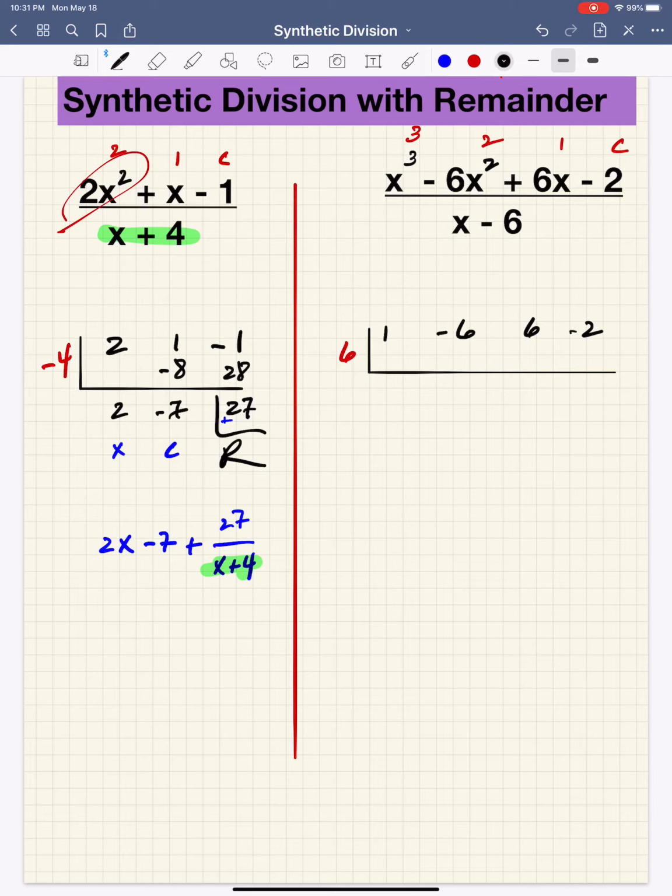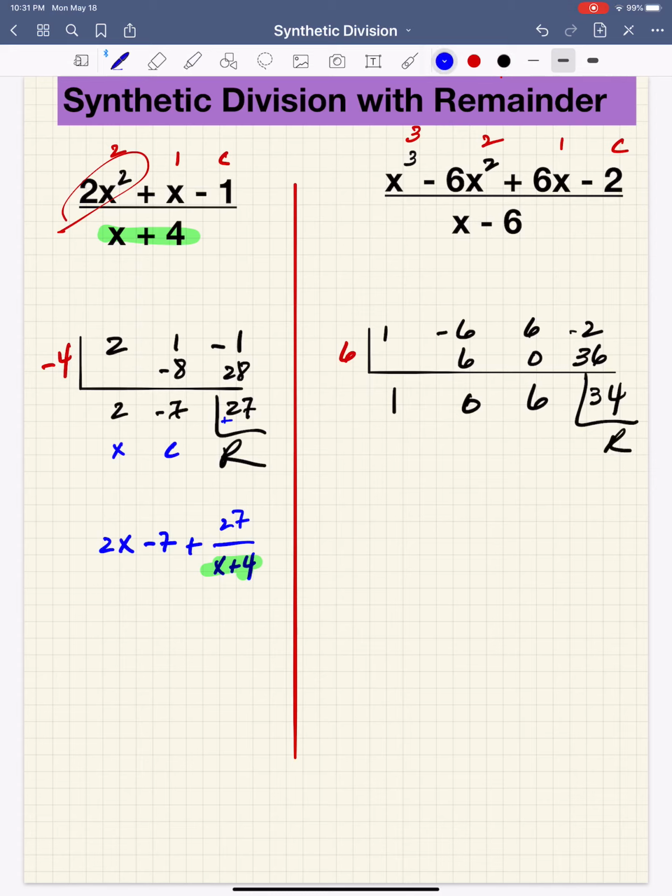And here we go. Bring down the 1. 6 times 1 is 6. Add that, you get 0. 6 times 0 is 0. 6 plus 0 is 6. 6 times 6 is 36. And then when you add that up, you get 34. And that will be your remainder.